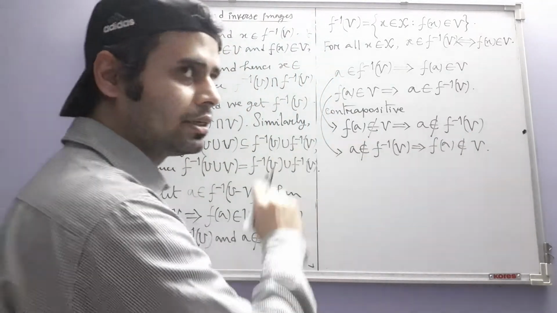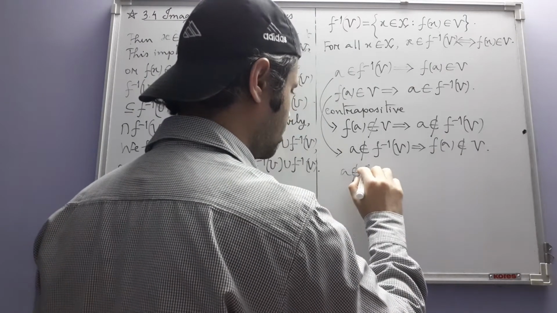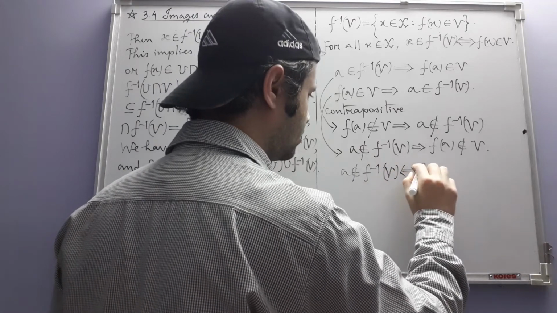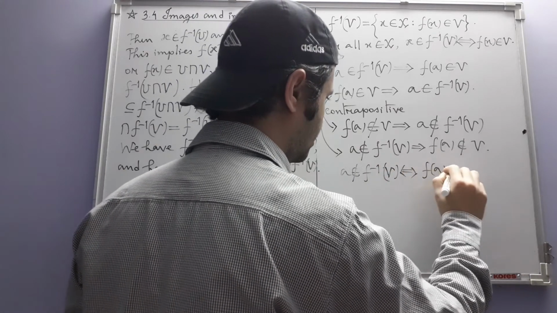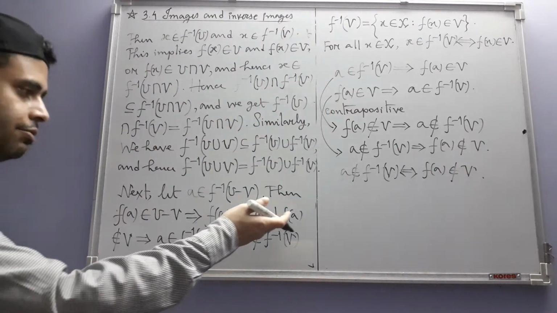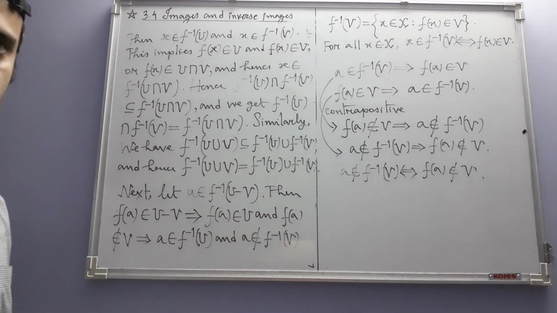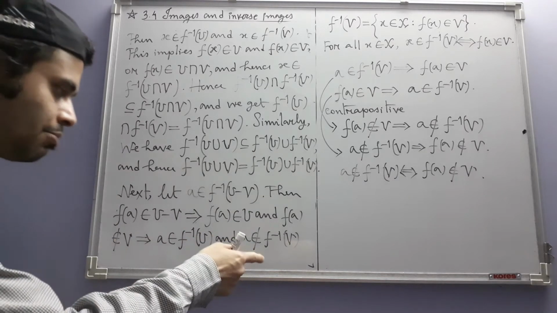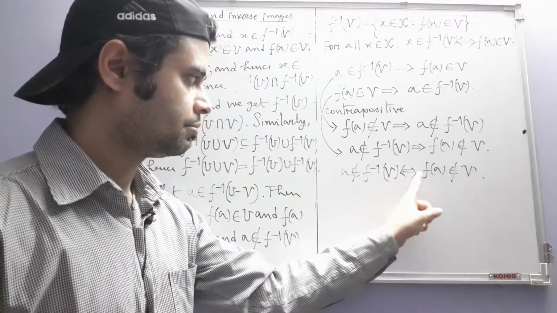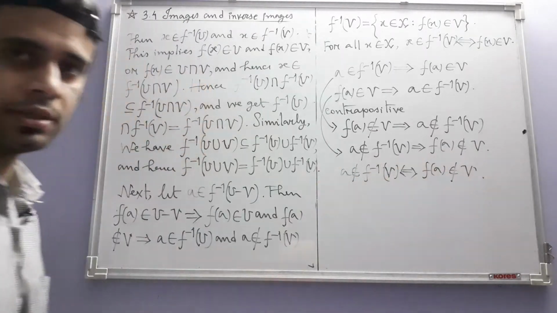Now if you combine these two things, we simply have this. A does not belong to f inverse of phi if and only if f of a does not belong to phi. So here now we have f of a does not belong to phi, so that implies a does not belong to f inverse of phi. It makes sense. Actually the opposite now will also be true, because they are equivalent. This is true if and only if this is true.